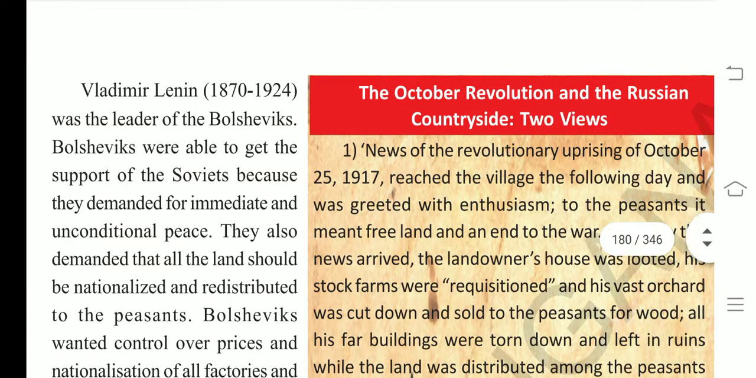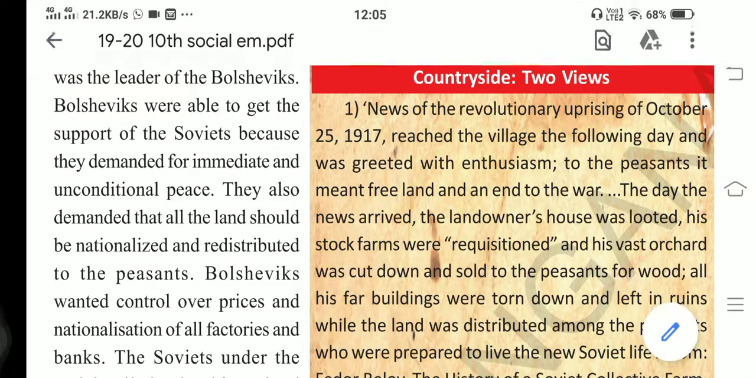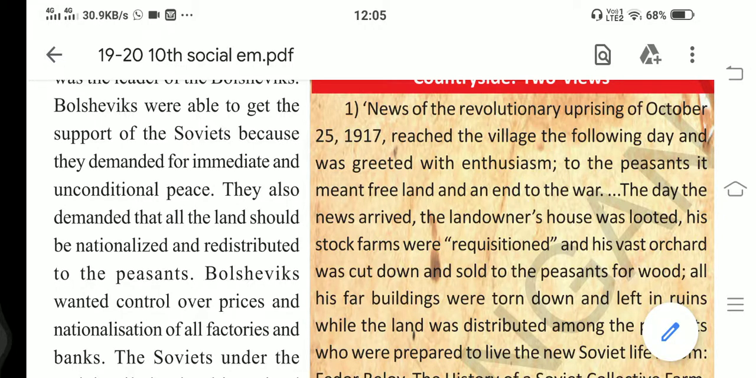So Lenin stood up for the demands of the people. Understand? The Bolsheviks got support from the people, and the Bolsheviks demanded that if people elect the Bolshevik party as the ruling party in Russia, then they would go for an immediate unconditional peace treaty. That means they said that if Bolsheviks come to power, they will immediately withdraw from World War One.